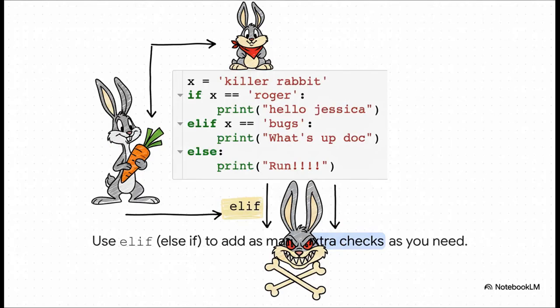And here is our brilliant solution: elif. It's literally just short for else if, and it lets us chain as many checks together as we want. In this fun little example, our program is trying to identify a rabbit. First, it checks if the rabbit is Roger. If not, else if it's Bugs. And if it's neither of those, the final else is our catch-all for a killer rabbit.